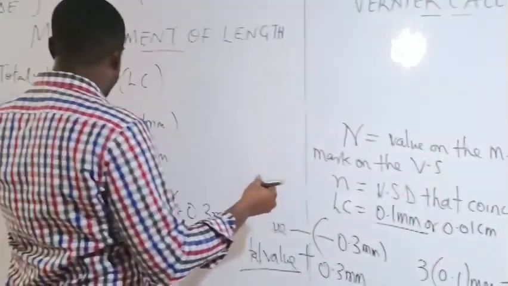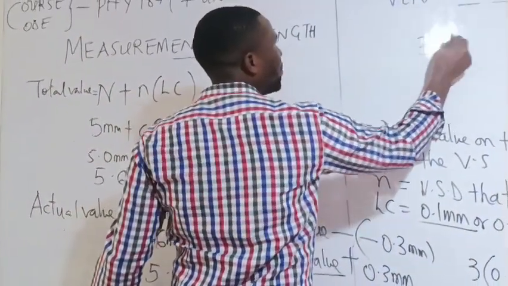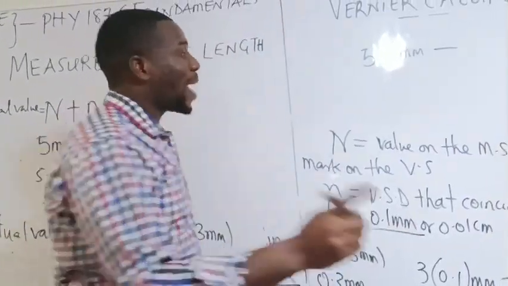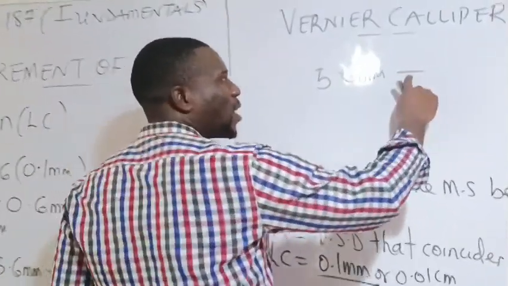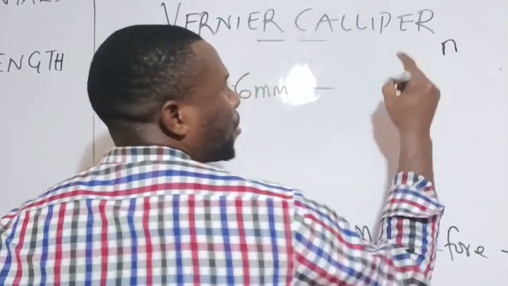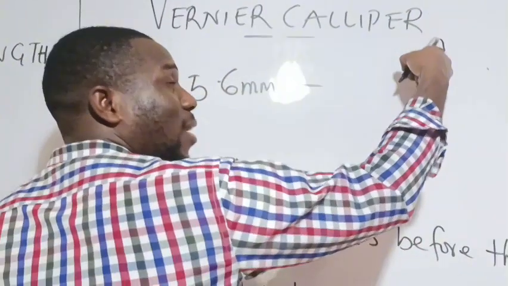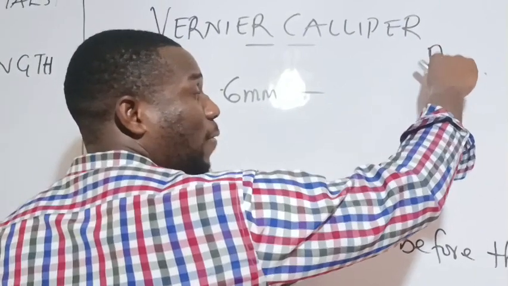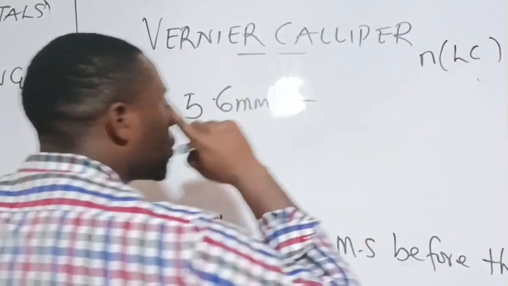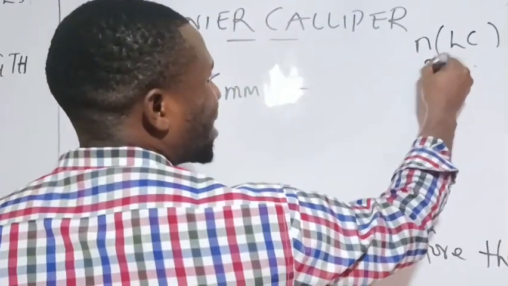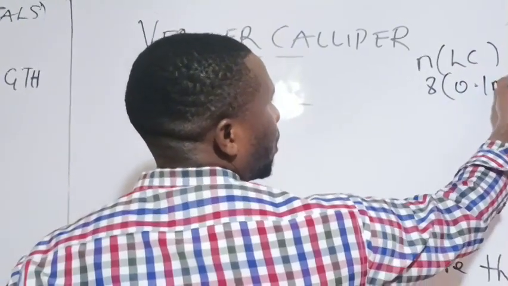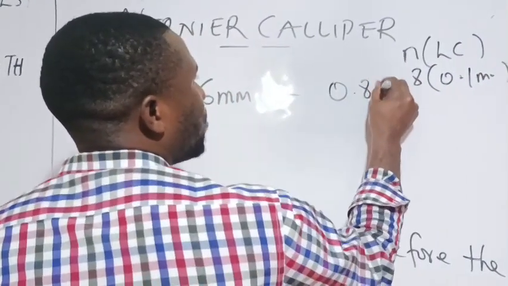Since the total value is 5.6 millimeter, and there's always a minus here, the positive zero error implies it has a positive value, so minus times that positive value will give us a plus. So that is the number of the Vernier scale division that merges with the main scale division times the least count. So let's say this is in millimeter now, so this will be the 8th division from the previous example times the least count, and this will be 0.8 millimeter.